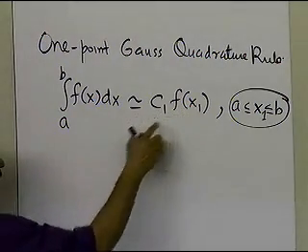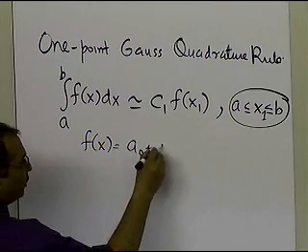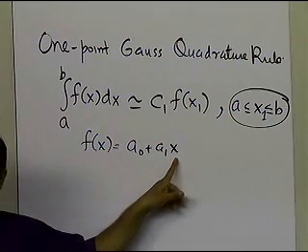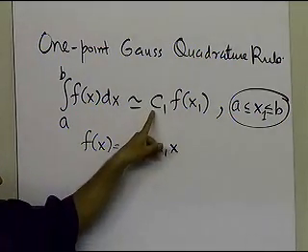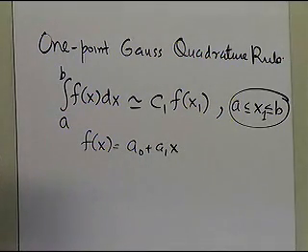So since we have two choices, we're going to say, okay, for a function which is a straight line, a0 plus a1x, I will assume that whatever I'm going to get from my exact integration from my integral calculus course, and what I'm going to get from this formula will be exactly the same. So that's how I'll be able to find out what c1 and x1 should be.